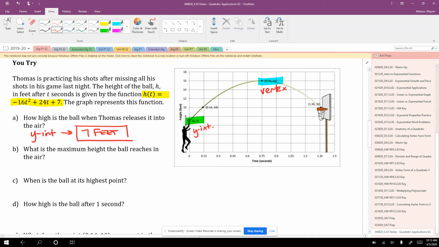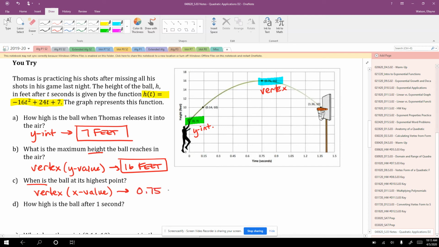What is the maximum height the ball reaches? So this is your vertex. And specifically, the height, which is the y value, so I'll put vertex y value, which is 16. And that's what we highlighted in the blue. Part C, when is the ball at its highest point? So when, this is the vertex, but now we want the time, so we want the x value. So you got to be really careful. Is it asking for the y value of the vertex, or is it asking for the x value? Okay, the x value of the vertex is 0.75, so 0.75 seconds.